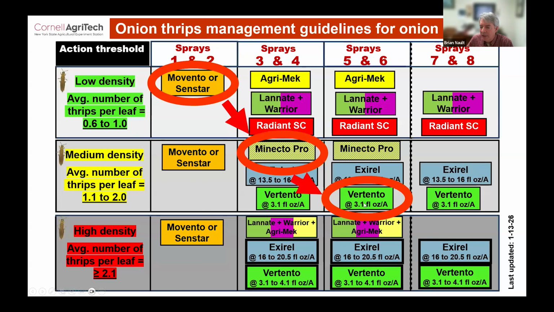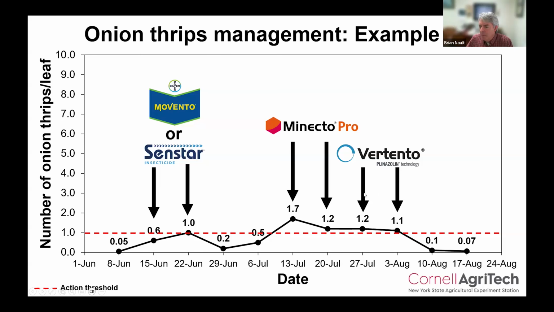What are we going to use next? Well, maybe we want to use Vertento, maybe that 3.1 fluid ounce rate. Again, most likely 2 applications, maybe only 1 and you're done. I don't know. Well, it really depends. But let's say you have to use 2 back to back. You should be done for the rest of the season after that.